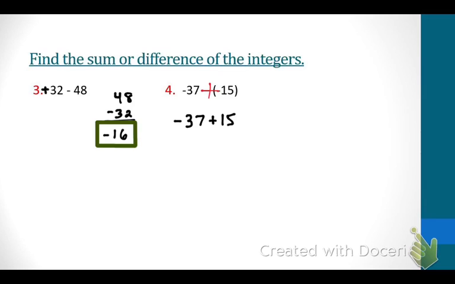Anson, same sign or different sign? Different sign. Subtract and take. So Anson, what is 37 minus 15? Not 12. 7 minus 5 is 2. 3 minus 1 is 2. Take the sign of the larger number, so what's the answer?